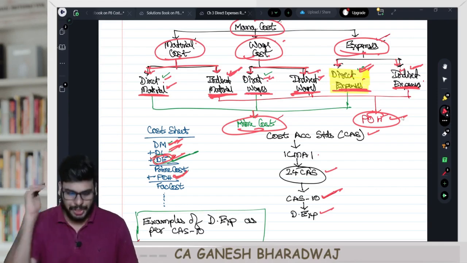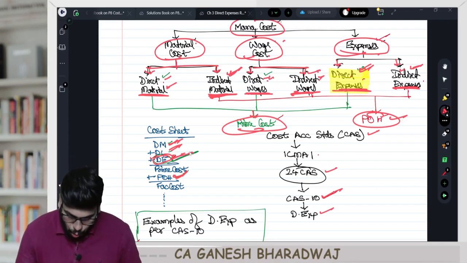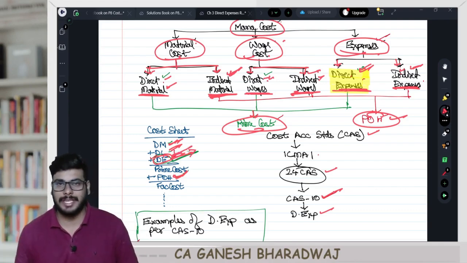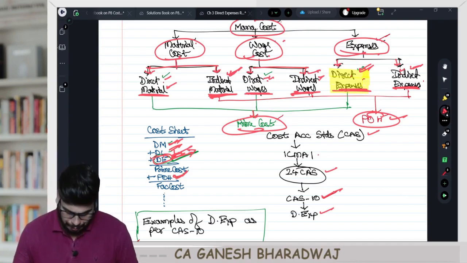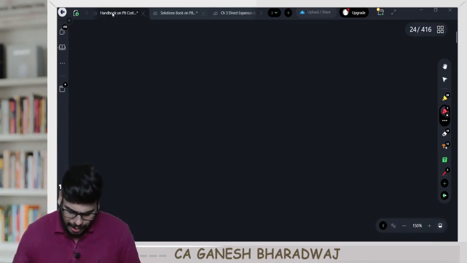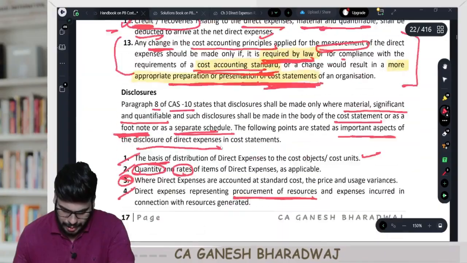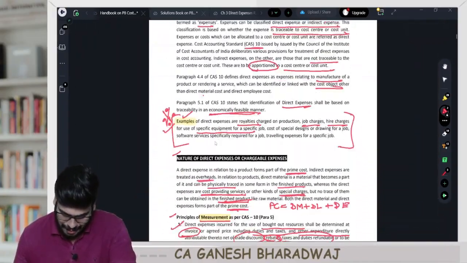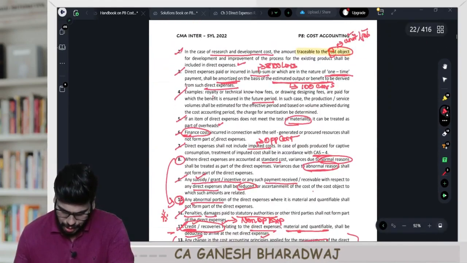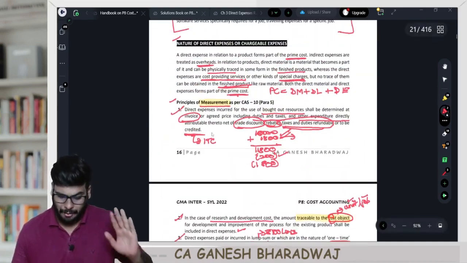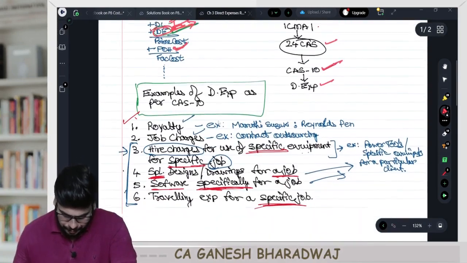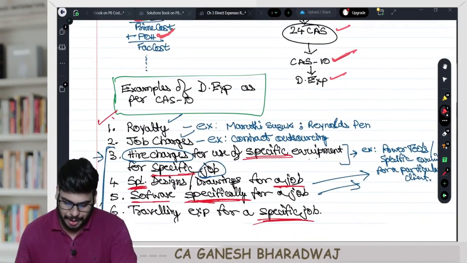Now, this chapter talks about which expenses need to be categorized under the direct expense category. Your cost accounting standard 10 talks about it. Now, if you look at your institute study material, even in our handbook, which I've kept as such, they have just mentioned it in a huge list. Very simple. Let me summarize and put it here, which I have done here.